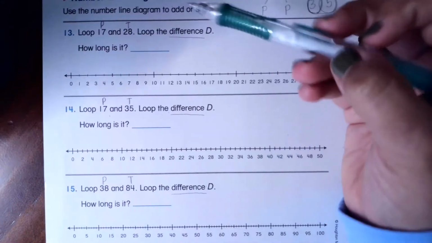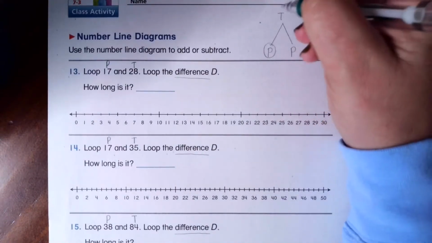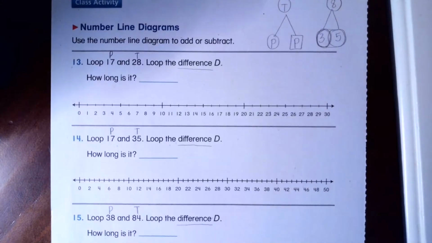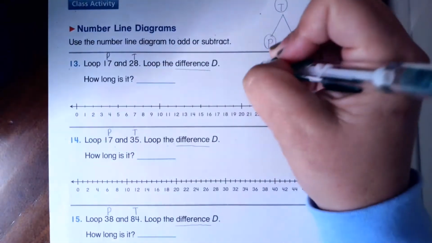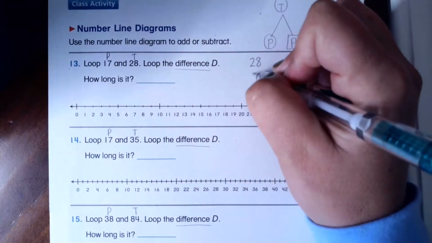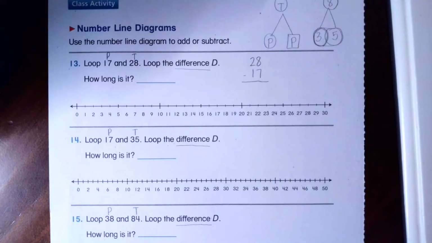And so we know that we have a partner and total for each of them, which going back to our math mountain means that we have one of these, and we're looking for that one, right? So how are we going to do that? Well, the first thing I want you to do, before we even use this number line diagram, is subtract. I want you to do 28 minus 17. Let's find the answer to that missing partner so we know what to expect, okay?